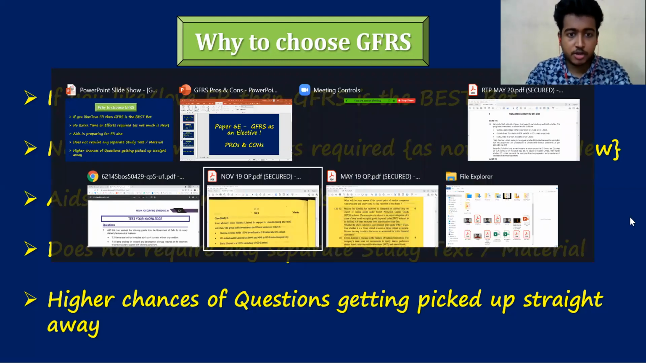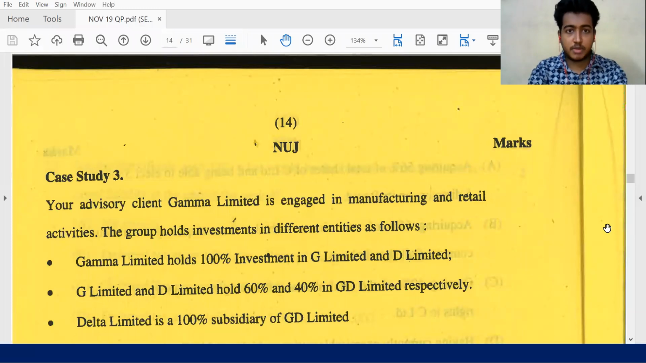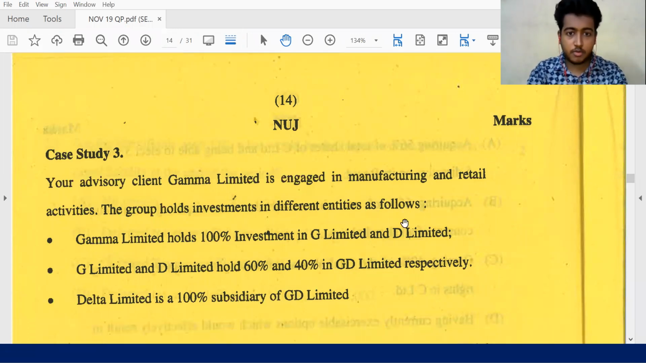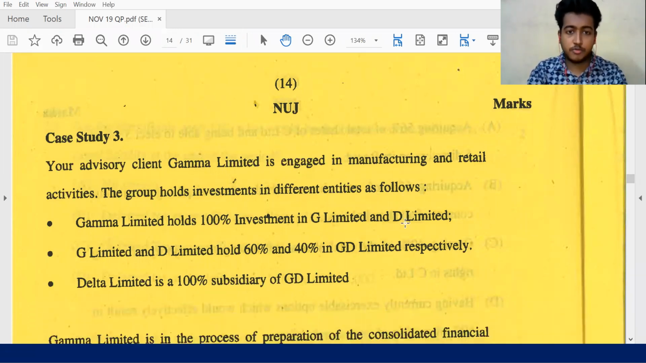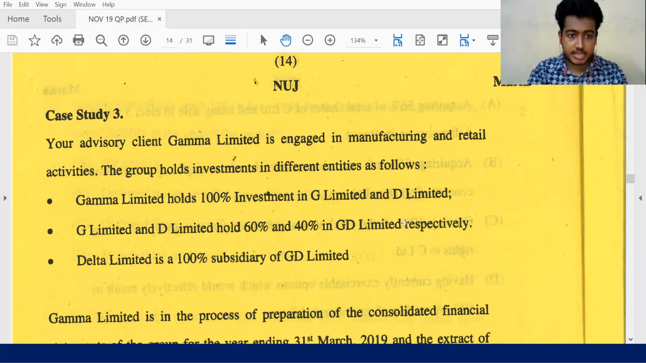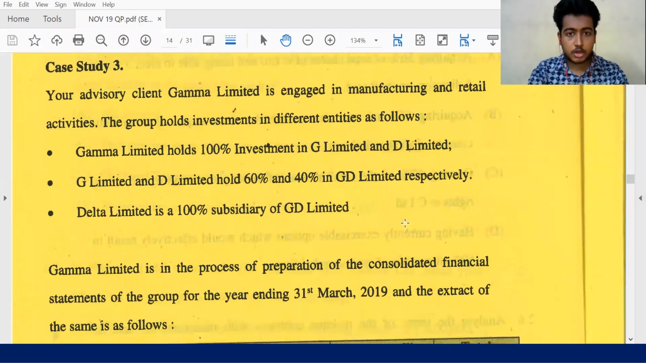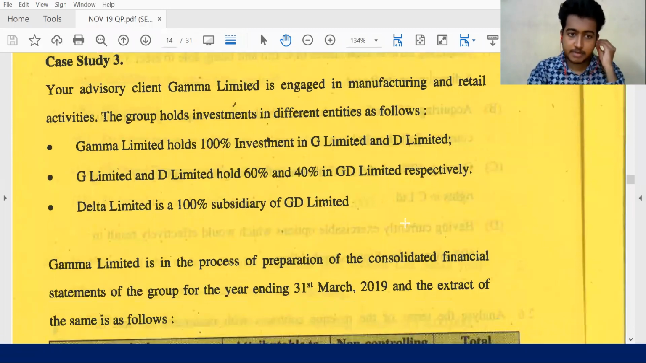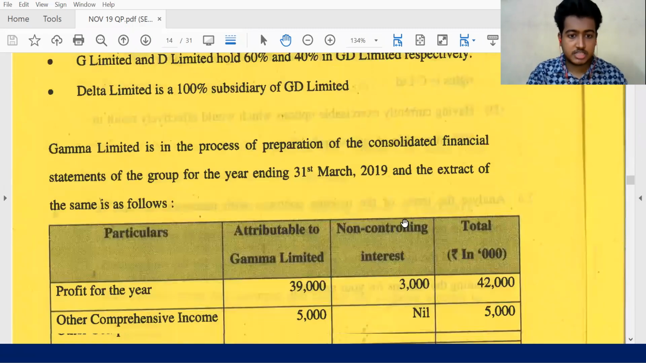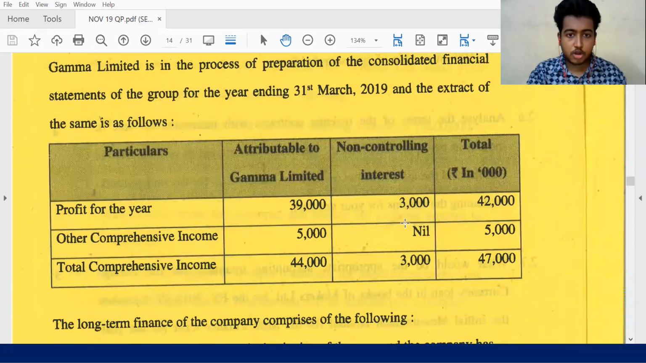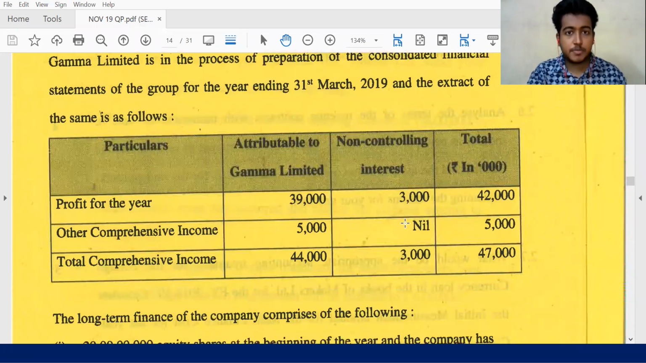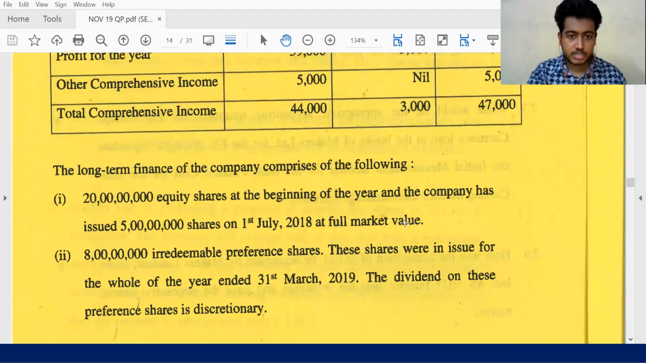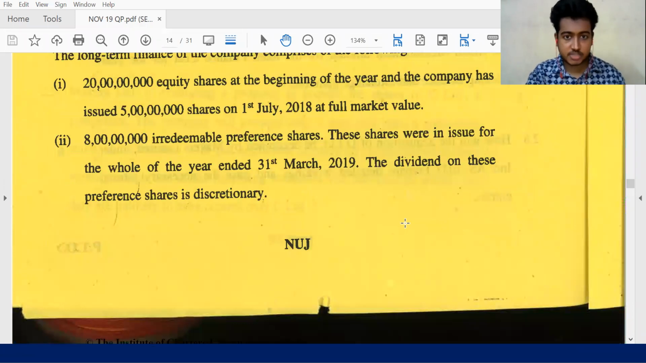So firstly, if you look at your November 19 GFRS paper, in which this is the third case study. There are several instances that I've noted like this, and a few of them I'm just sharing with you right now as a glimpse for you to understand what I'm saying. So this is case study 3, and here we're talking about group companies of Gamma Limited, G Limited, D Limited, and GD Limited, right? So this is a question about that. And then there is this tabular column that gives you certain details based on which you'll be asked to calculate EPS as per Ind AS 33. So this is just the same question. Okay, so this is in your November 19 GFRS question paper.